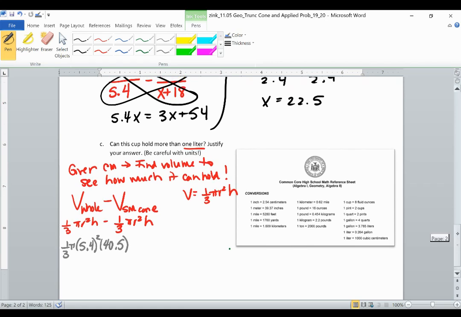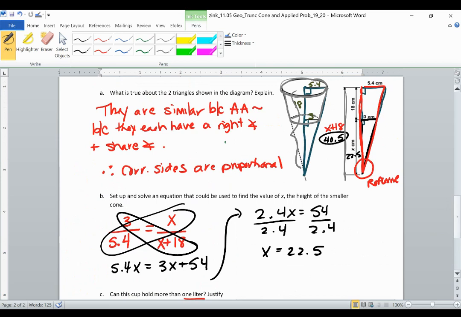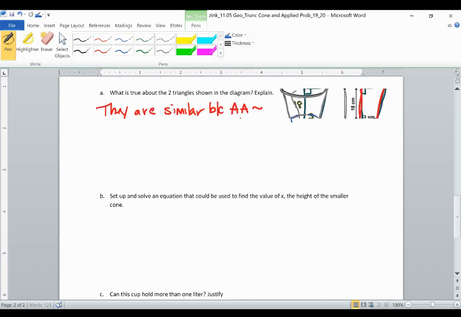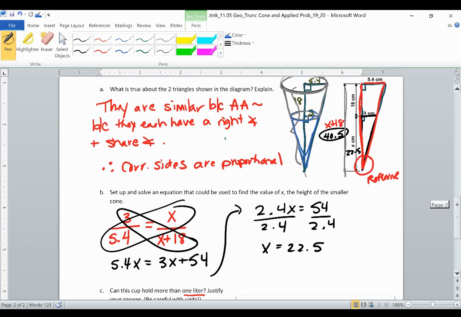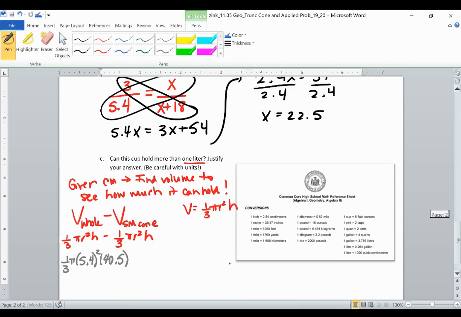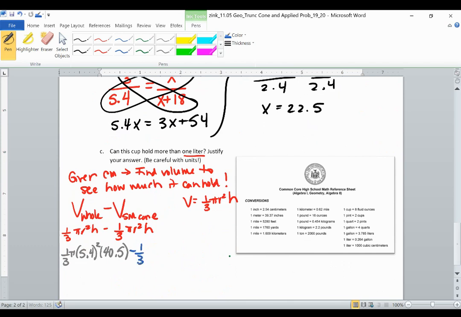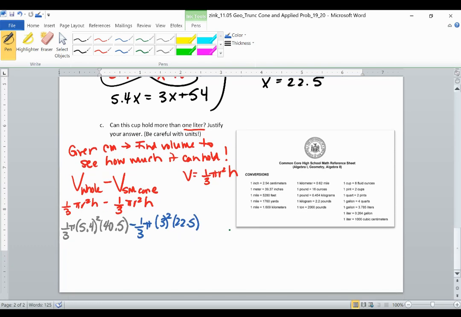Next, we'll look at the small cone. So the small cone, I need the radius of that. Okay, the small cone, the radius is 3, and the height right here is just 22.5. So I'm going to sub that in. So minus 1/3 pi, the radius of my small cone is 3, the height is 22.5. So that's because we found x using our similar triangles.